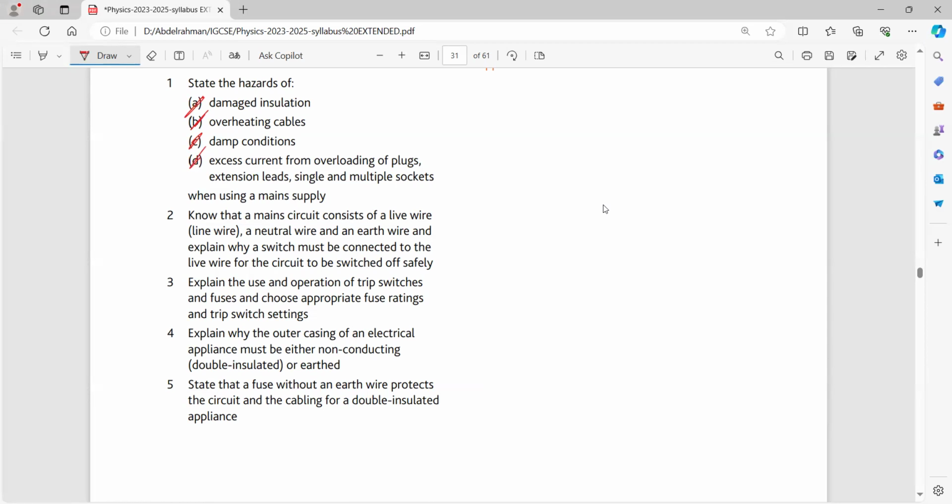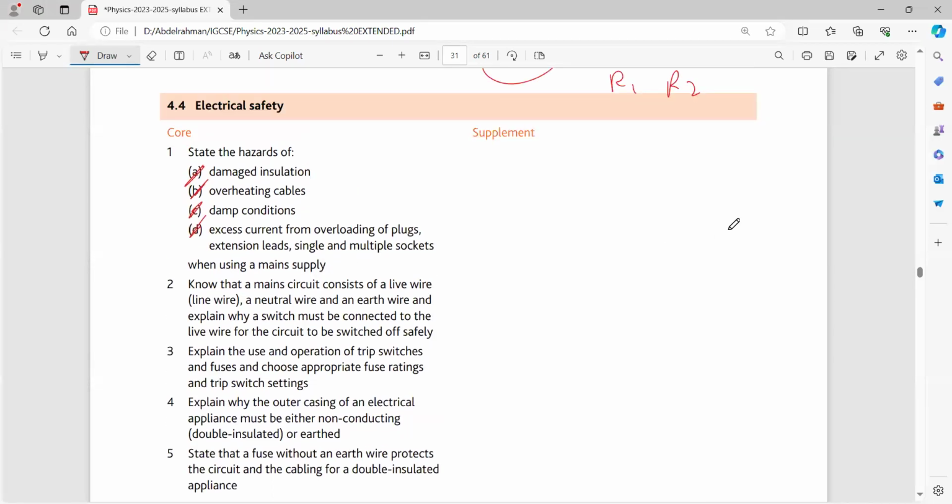The main circuit consists of a live wire, a neutral wire, and an earth wire. We have 3 wires in any electric circuit, especially if there is a metal casing. If there is a metal casing, we have to have these 3 wires. For example, a dishwasher has a metal casing.